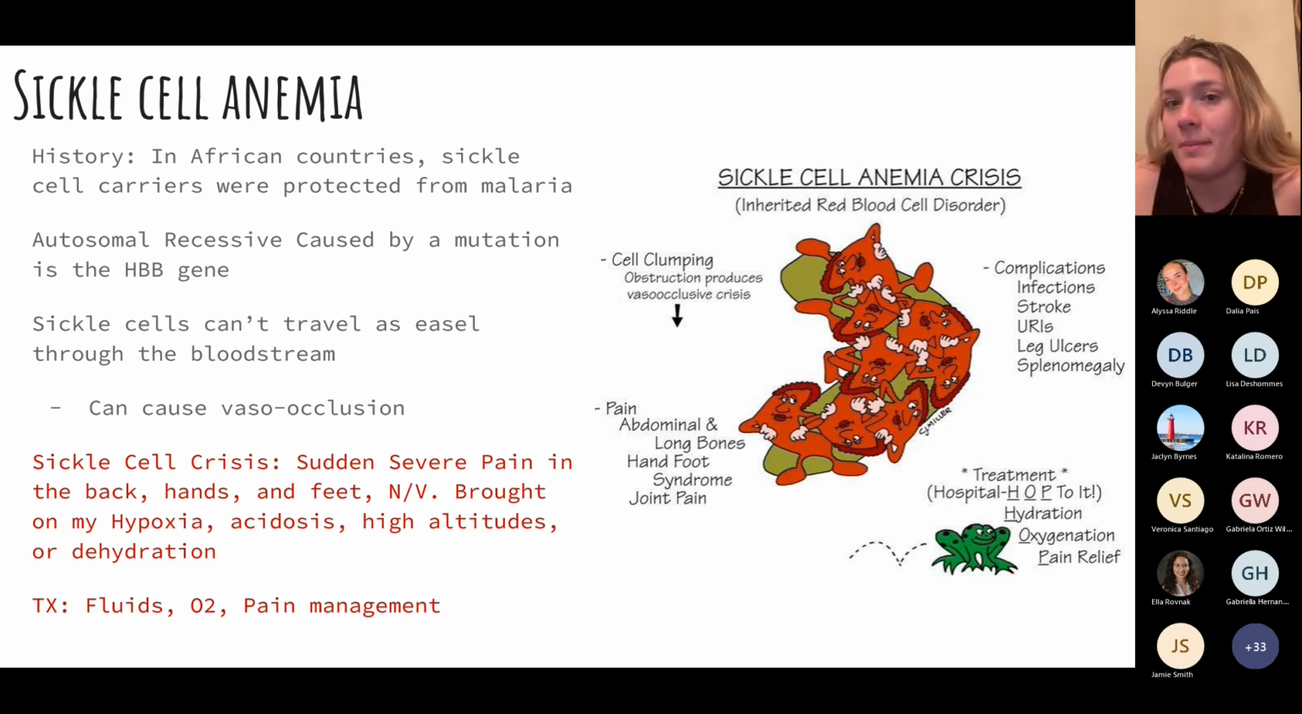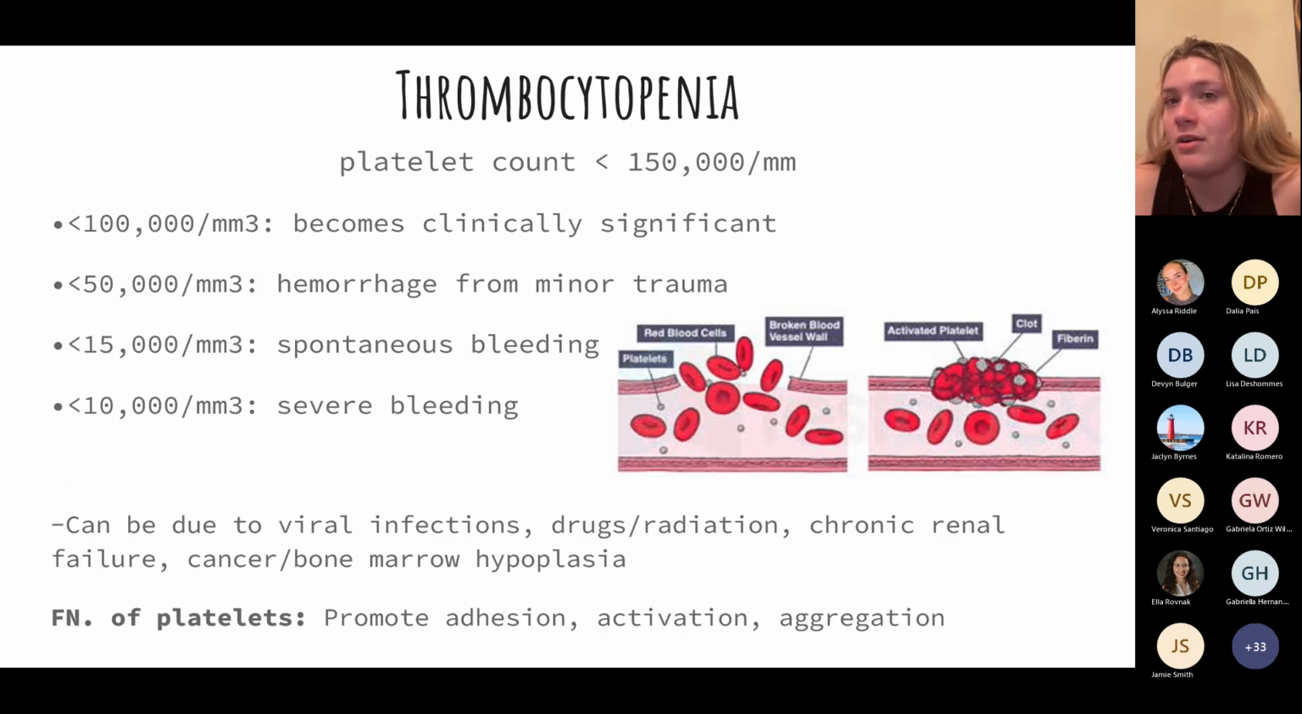etc. So that's why we want to give them some oxygen as well. But a lot of sickle cell anemia, a lot of our crises are brought on by massive dehydration, temperature changes, going in an airplane, etc.